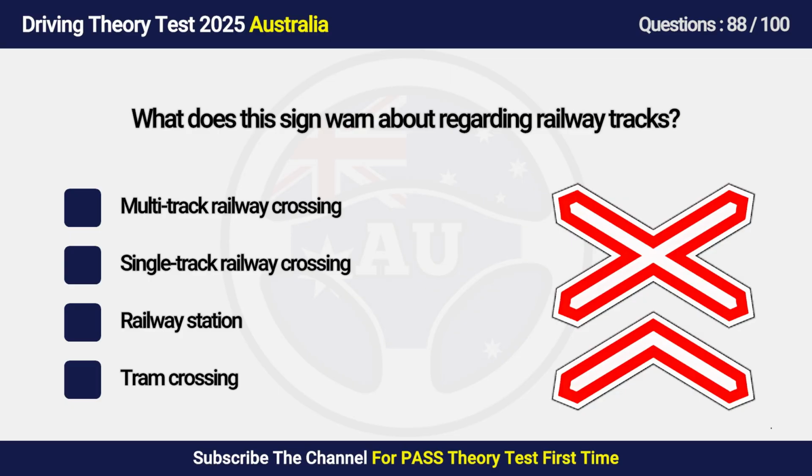A. Railway crossing. B. Railway crossing. C. Railway station. D. Tram crossing.